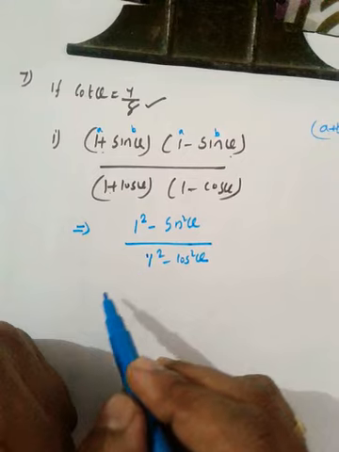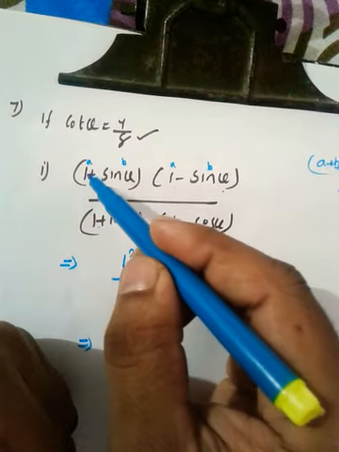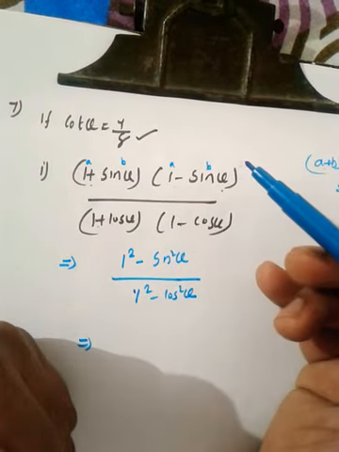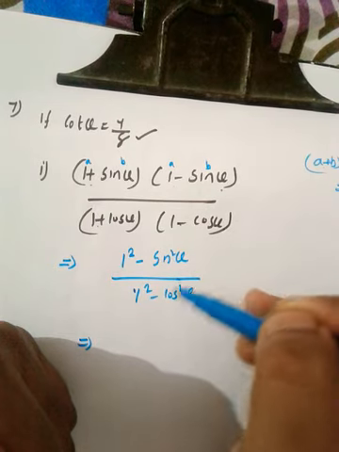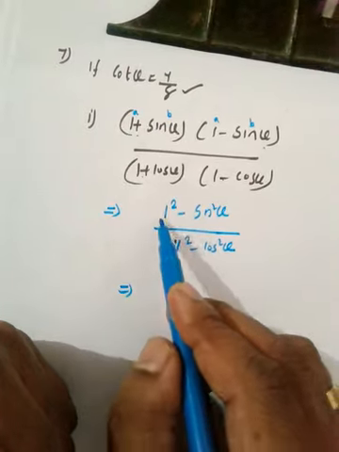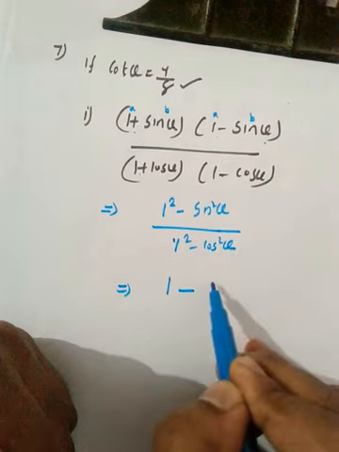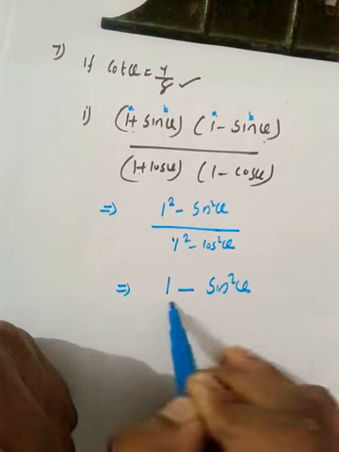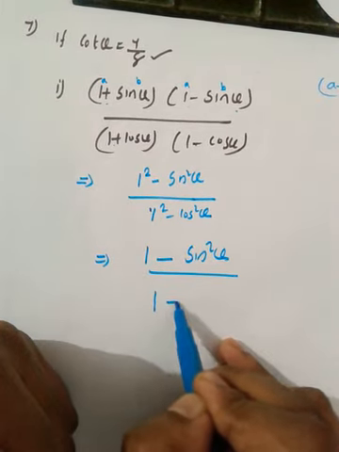I think this is clear. Once again, it is in the form a plus b into a minus b, so it is a square minus b square. I just applied the result, that much only. What is 1 square? 1. Minus what is sine square theta? Sine square theta, I don't know the value. Then 1 square, 1 minus cos square theta.